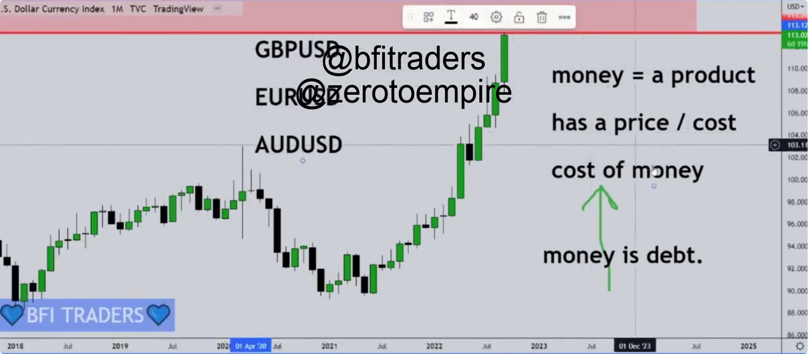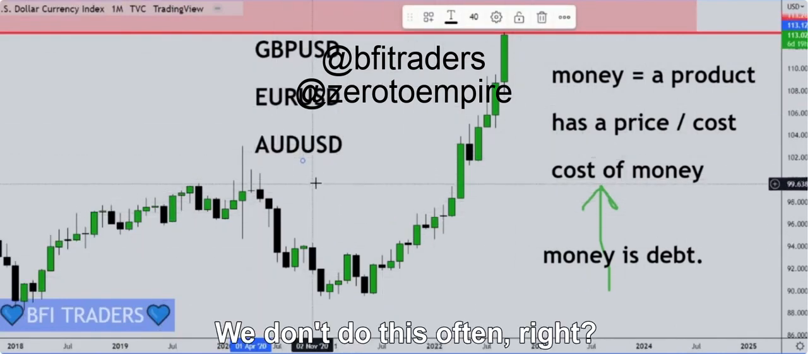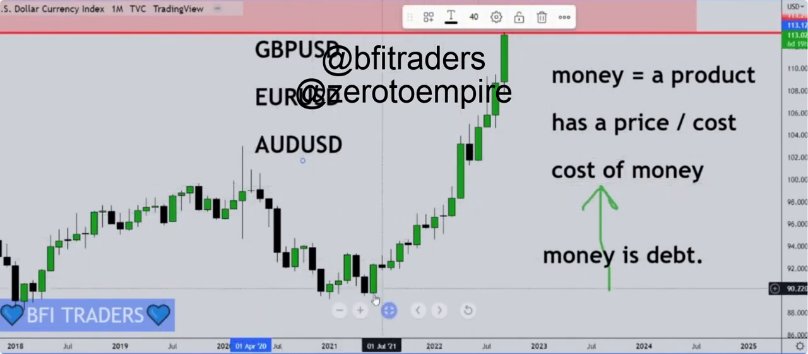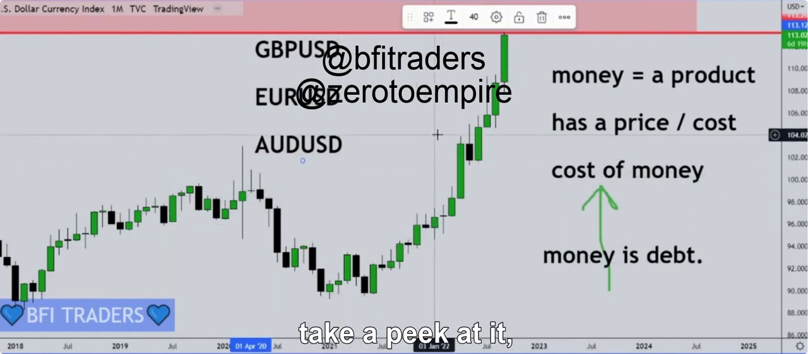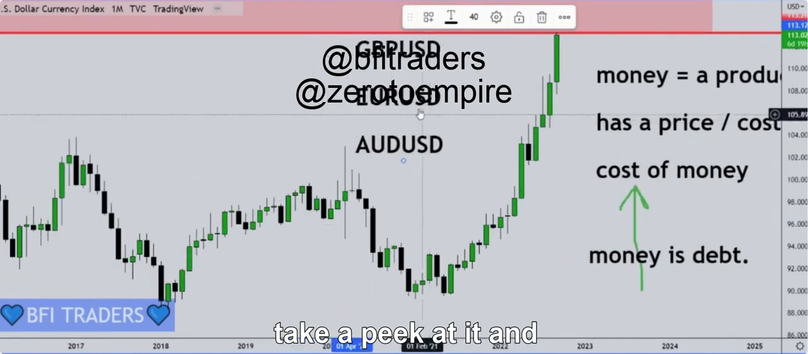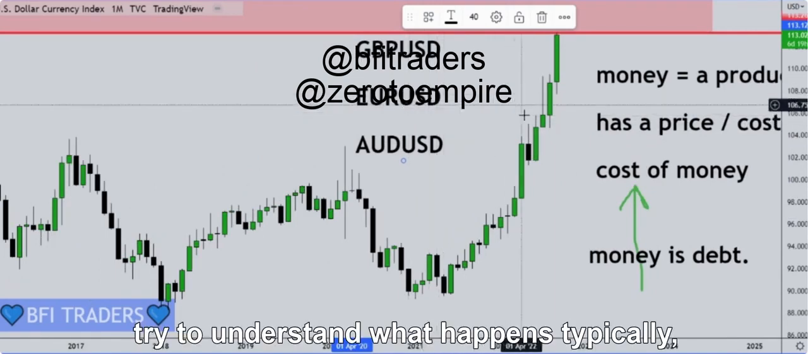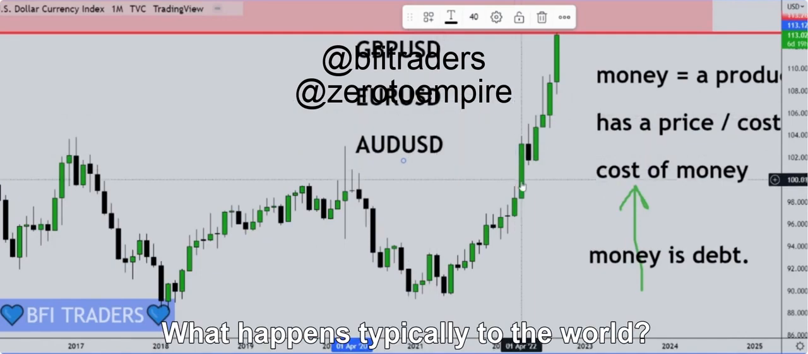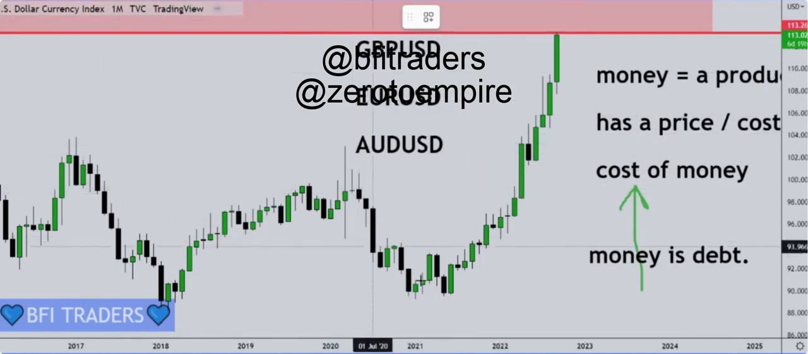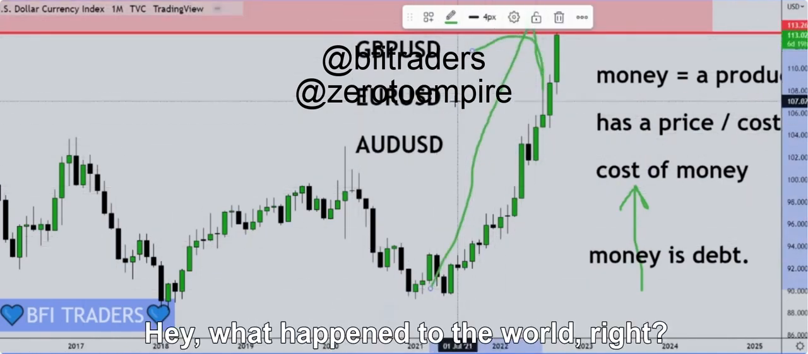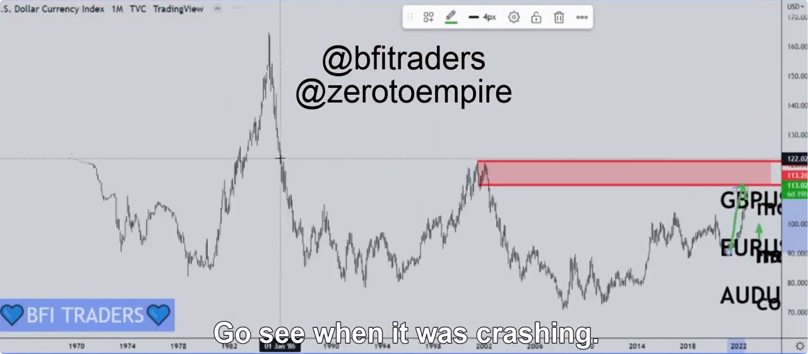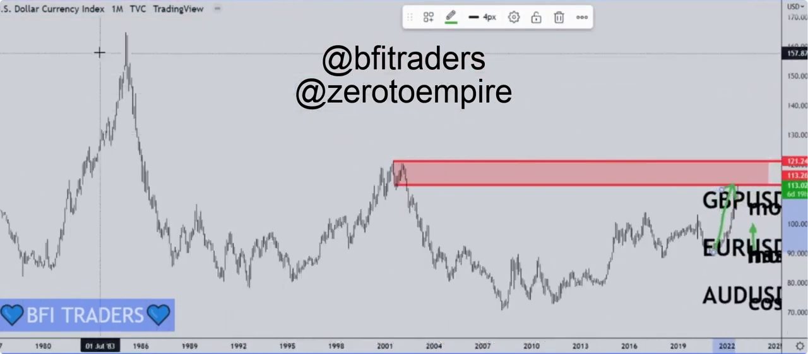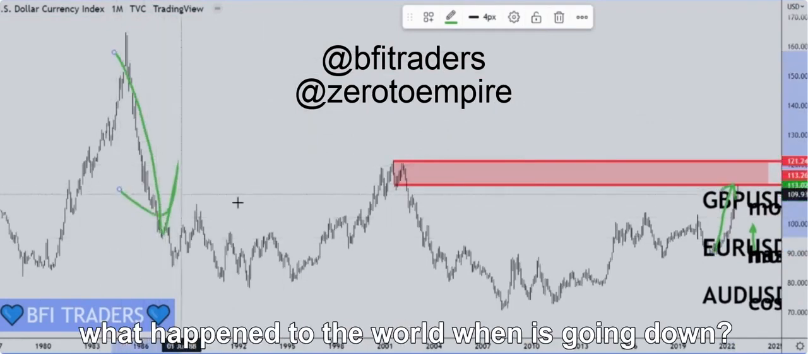But we don't do this often, right? But this dollar index, we take a peek at it. Take a peek at it and try to understand what happens typically. Forget the chart. What happens typically to the world when this thing is going up? Hey, what happens to the world, right? It's not like you need rocket science. Go see when it was crashing. You know, what happened to the world when it's going down?